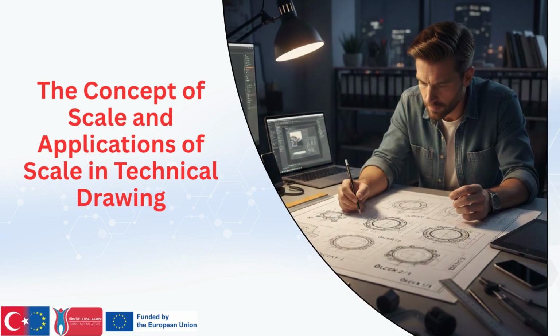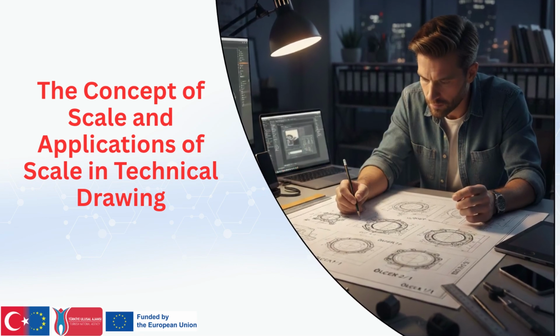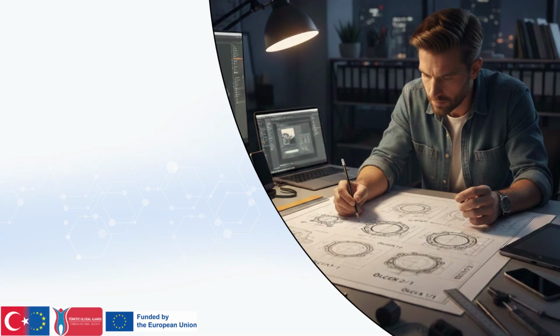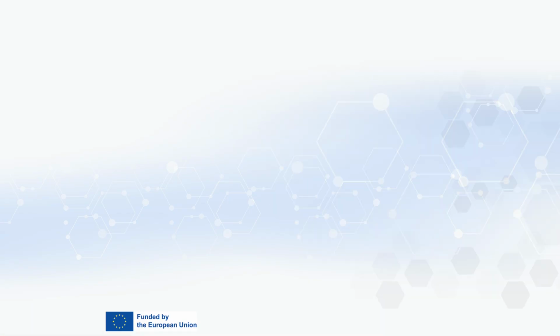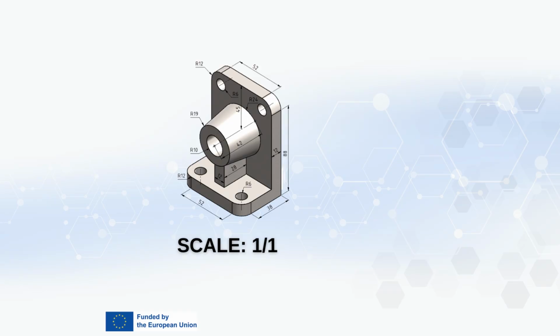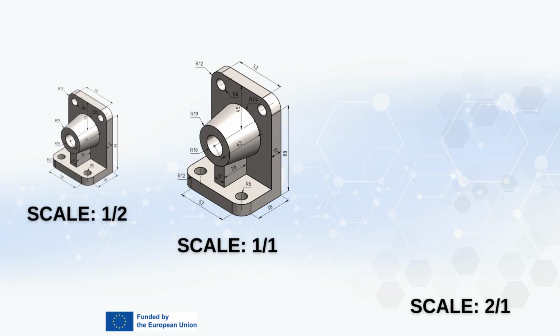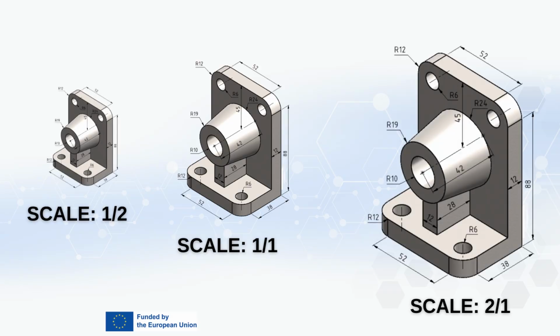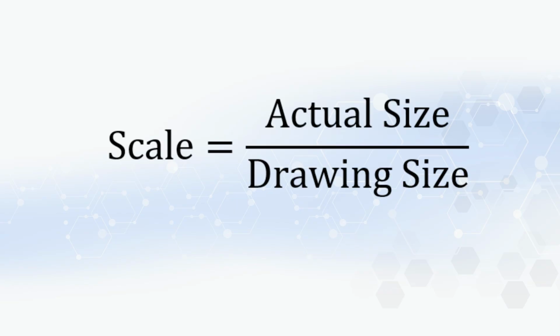The concept of scale and applications of scale in technical drawing. In technical drawing, scale allows an object to be drawn smaller or larger than its actual size. In other words, the ratio between the size shown on the drawing and the actual size of the object is called the scale. The formula is quite simple. Scale is obtained by dividing the drawing size by the actual size.